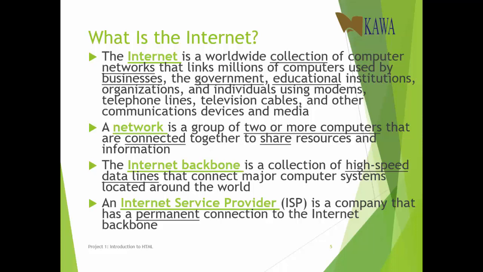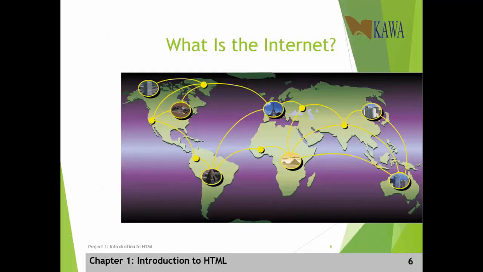The internet backbone is a collection of high-speed data lines that connect major computer systems around the world. An ISP, internet service provider, is a company that has a permanent connection to the internet backbone. For example, KAWA Uganda, those are internet service providers.